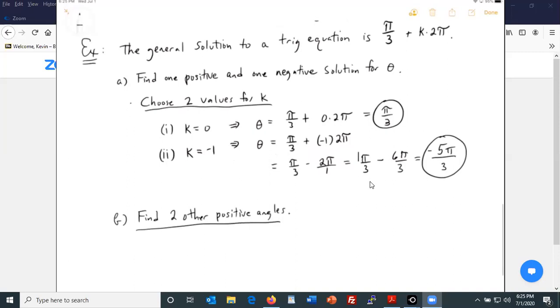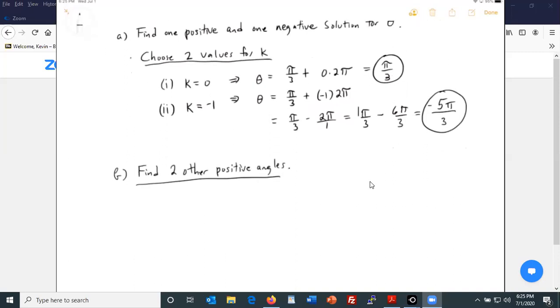So that means you're going to have to select other values of k. You can't reuse 0 or -1. Now, of course, I think negative k values will give us negative angles. So I think for this part, it's probably best not to use any negative k values because we'll end up with negative answers. So how about we use k equals 1, right? That seems like the next best bet.